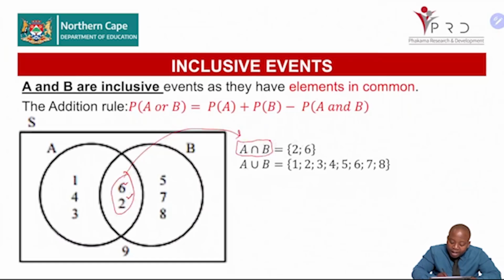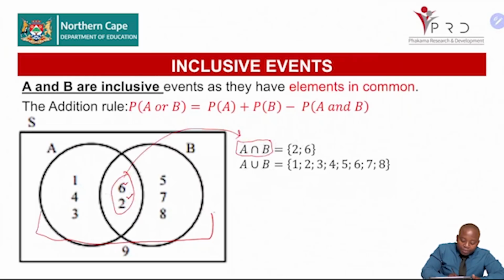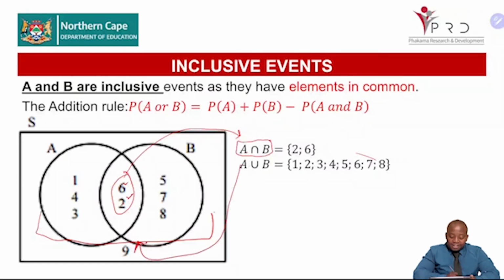Then the probability of A or B. What is the probability of A or B? Right. So A or B is everything from A until B. So it's all of the events that exist in both events: 1, 2, 3, 4, 5, 6, 7, 8. This is all of them, excluding the 9, because the 9 is not part of event A or event B.